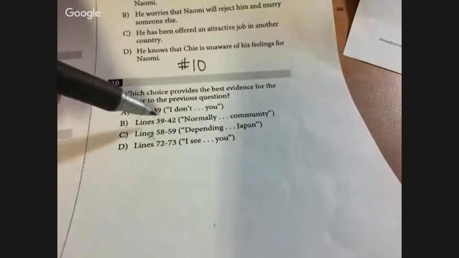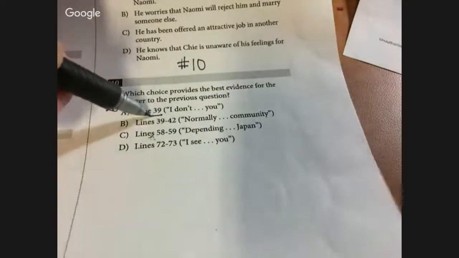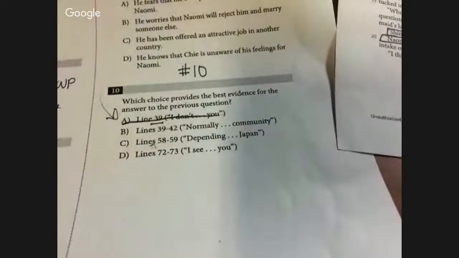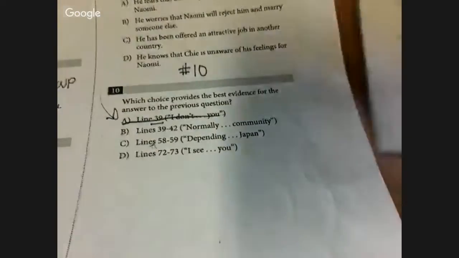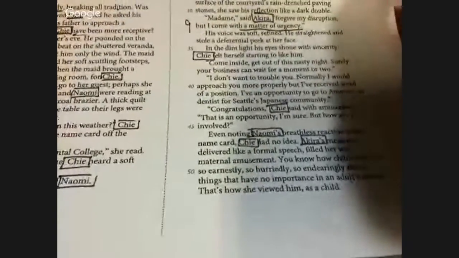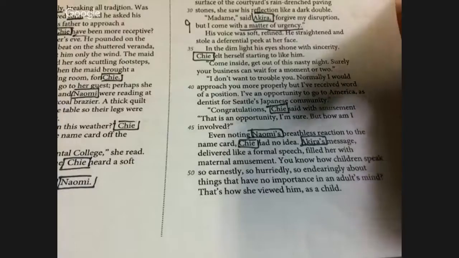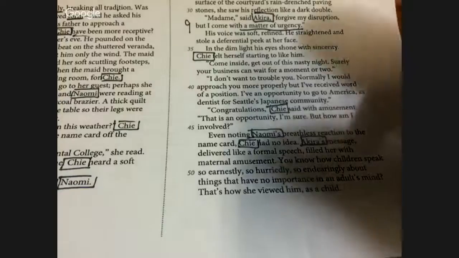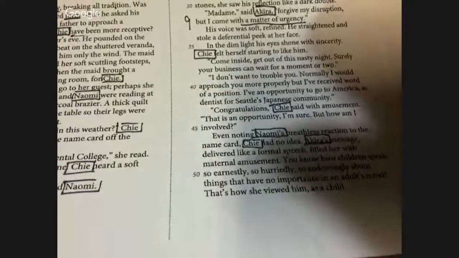Which choice best? Let's look at line 39. I don't want to trouble you. That doesn't say anything about why his meeting with Chie is a matter of emergency. Line 39 through 42. I don't normally, I would approach you more properly, but I received word of a position. I have an opportunity to go to America as a dentist for Seattle's Japanese community. All right.